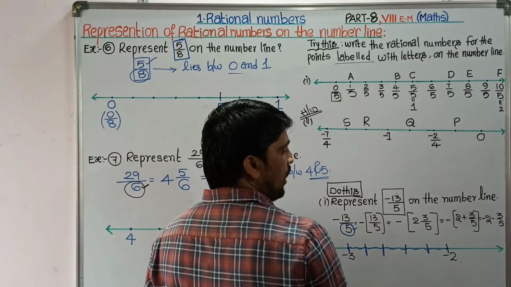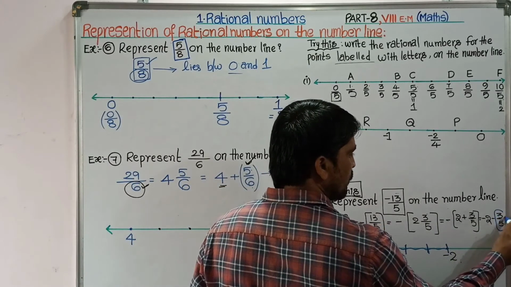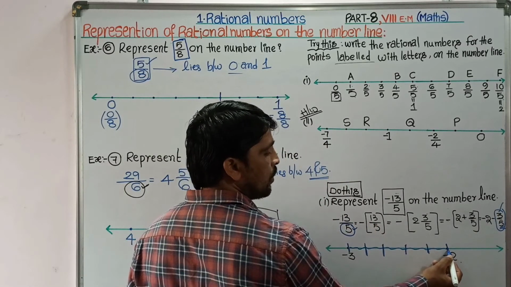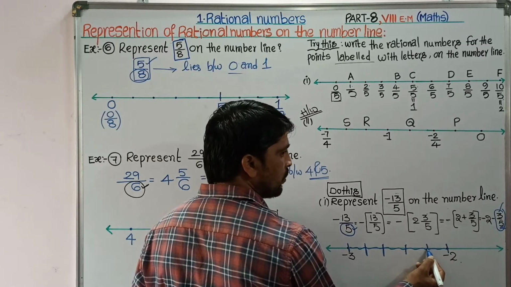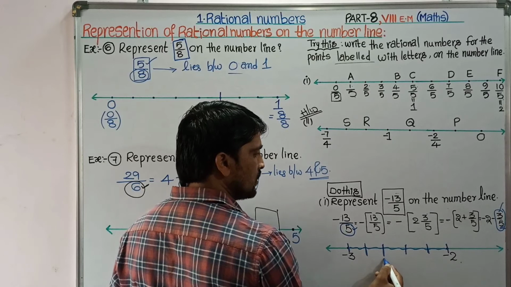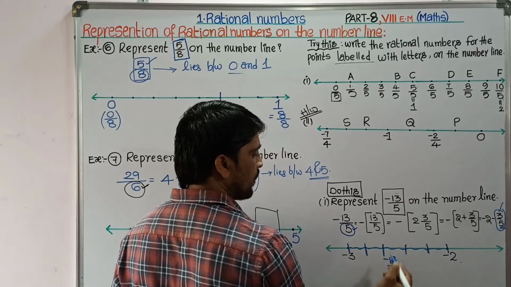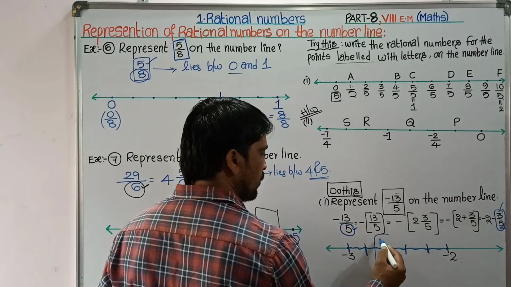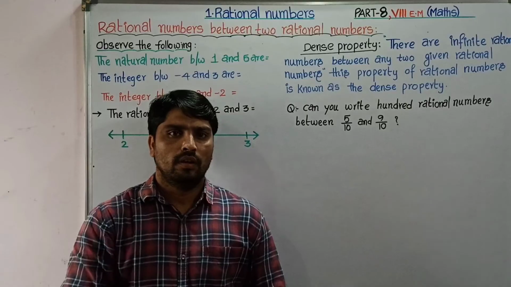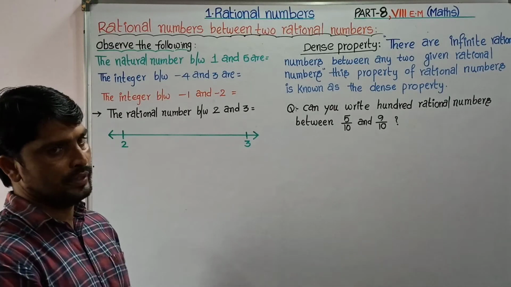From the left of minus 2, we have to consider the third part out of 5 equal parts. See, this is the 0th part out of 5 equal parts, this is the first part, second part, third part. Yes, this is minus 13 by 5. So in this way, we have to locate rational numbers on the number line. The next concept is rational numbers between two rational numbers.